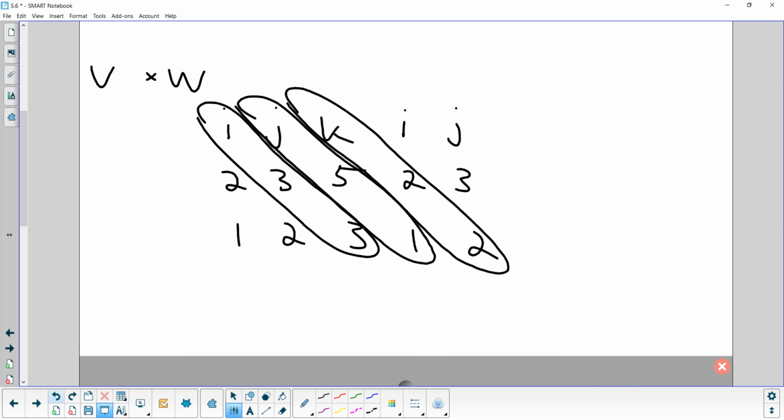So multiply the ones that go down and to the right and add. What's i times 3 times 3? Yeah, 9i. Then what's j times 5 times 1?